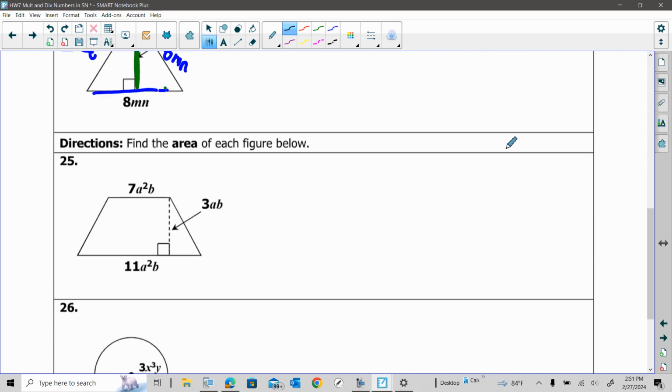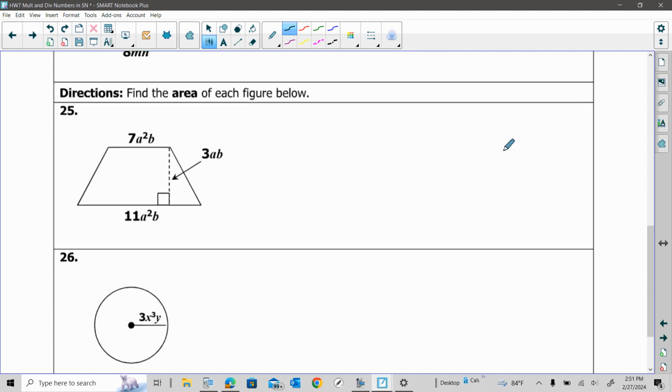Now, 25 and 26, if you're not familiar with the shape, you won't know how to do the area. This is a trapezoid. And to find the area of a trapezoid, it's base 1 plus base 2 in parentheses times the height, then divided by 2. You have two bases, a top and the bottom.